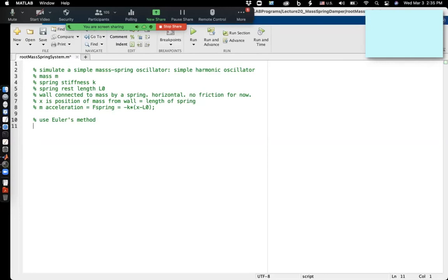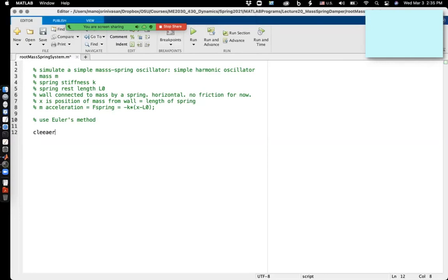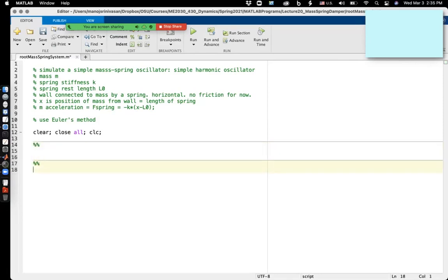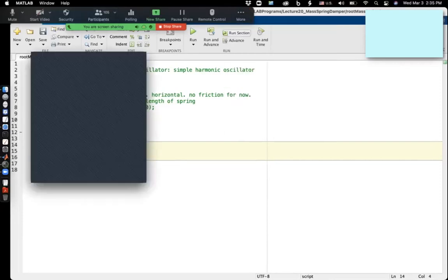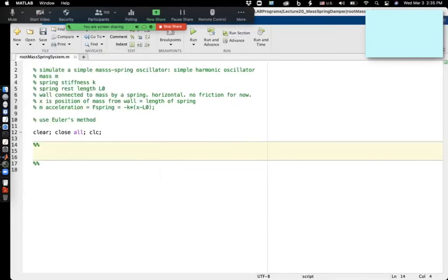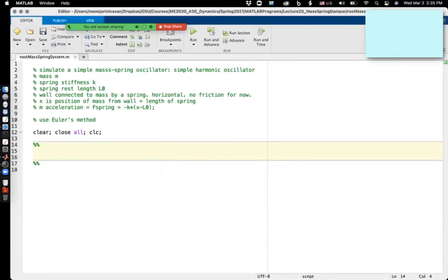Okay, first we do clear, close all, clc. And then what's the next step? I'm going to divide this into modules a little bit. What's the next thing you might want to do here? Create an array with equally spaced time elements. We could do that. Okay, so let's do that.